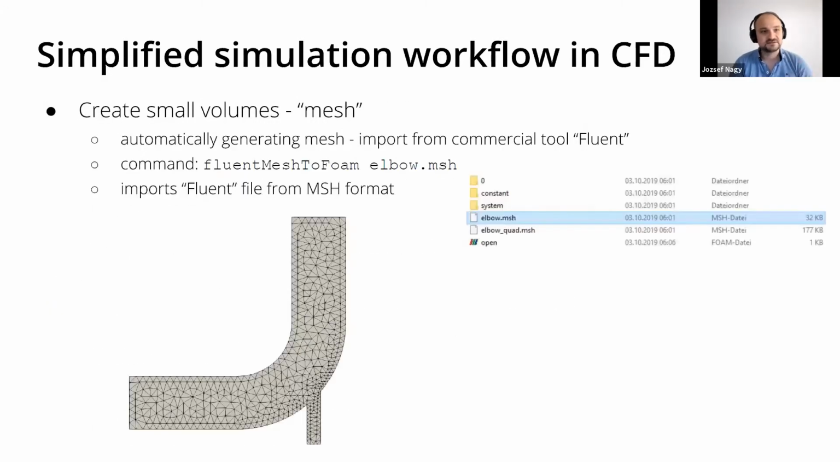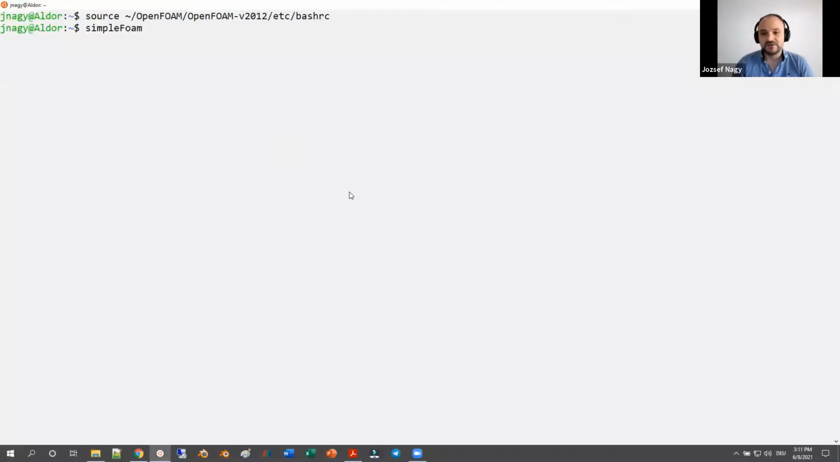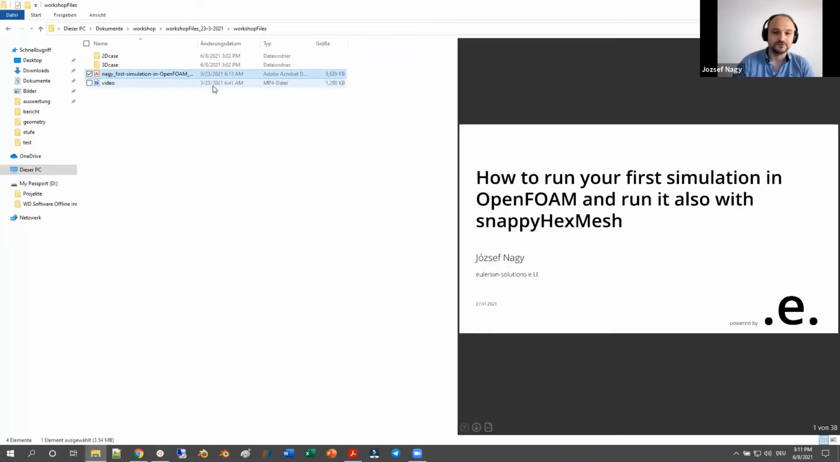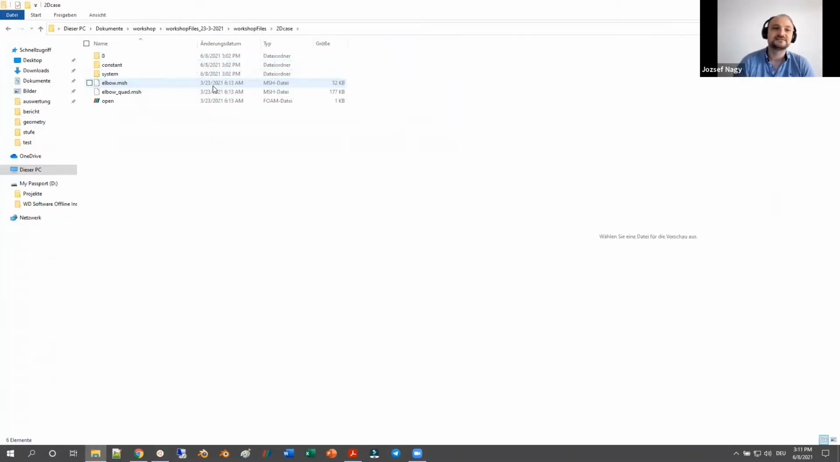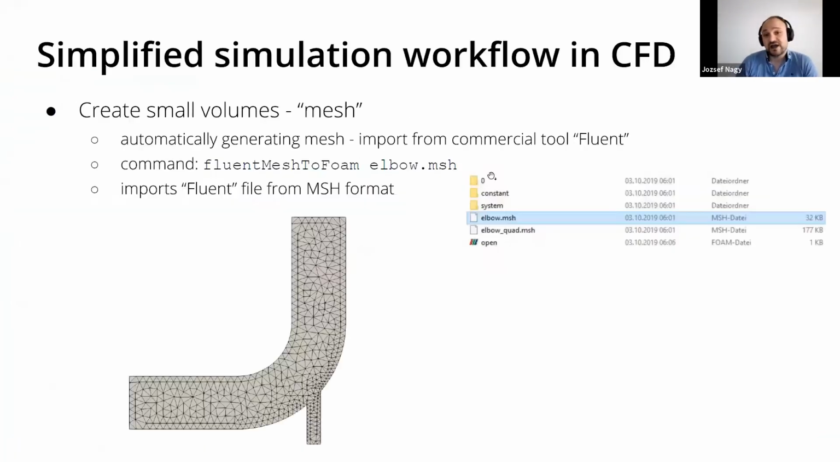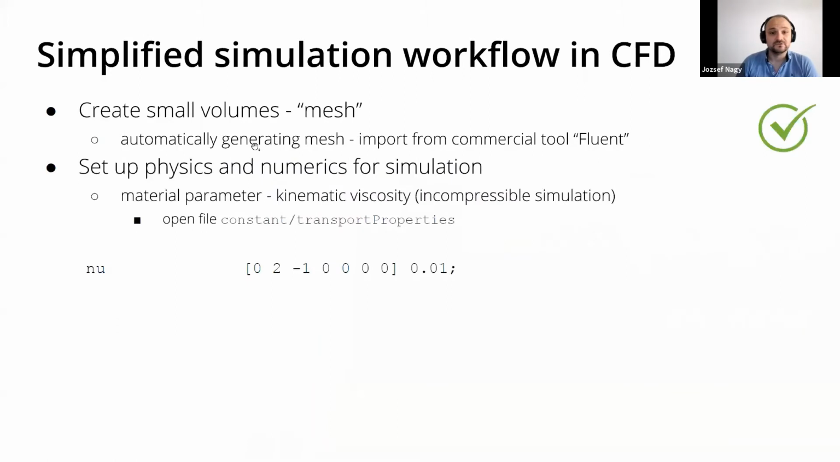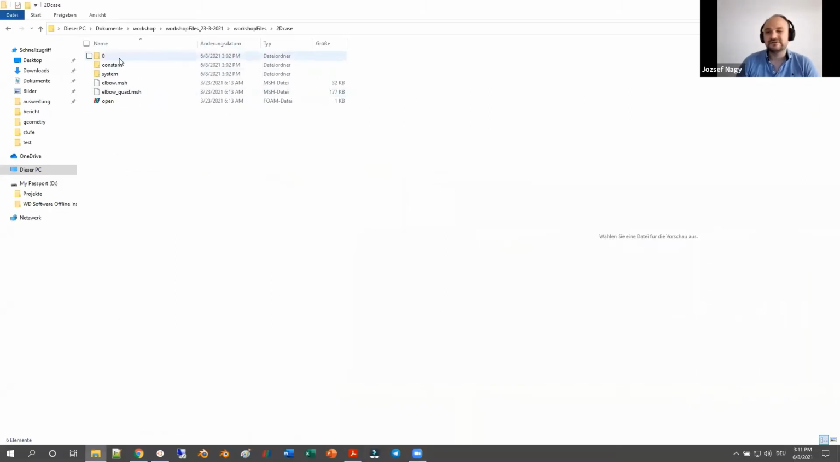Okay, then let's go step by step. So what do we see here when we go into our folder? Let's start with the 2D case. What do we see here? And this is what I try to describe also on these slides here. If you open up any OpenFOAM case, any tutorial, what you will see are 3 subfolders called 0, constant, and system. And these are mandatory subfolders.